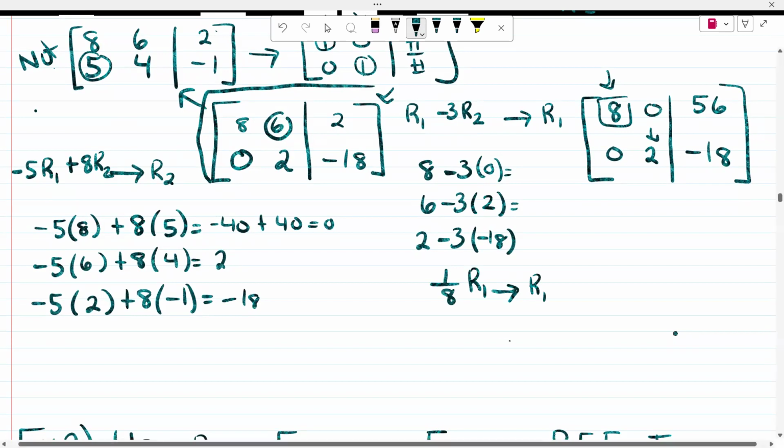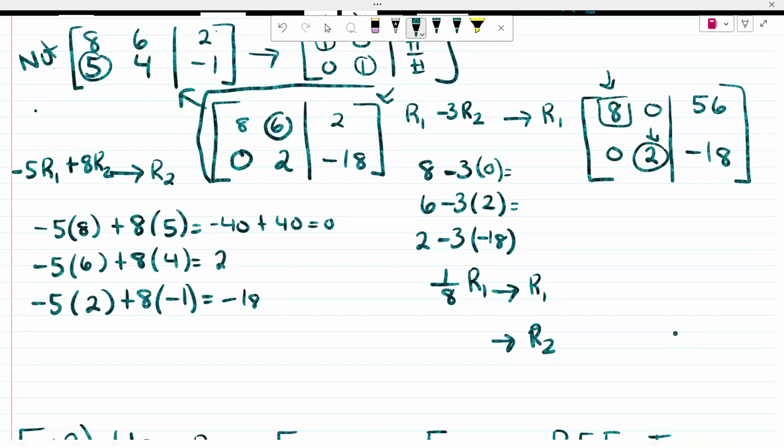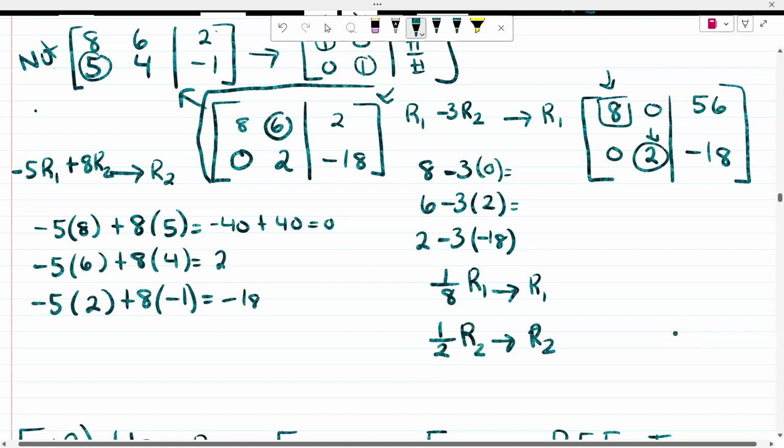And then to make this 2 into a 1, you're going to multiply that 2 by a scalar. And the scalar I'm going to use is the reciprocal of 2, which is 1/2. So I'm going to multiply the entire row 2 by 1/2. Now we're messing with only this matrix, right? We always go back to the previous.